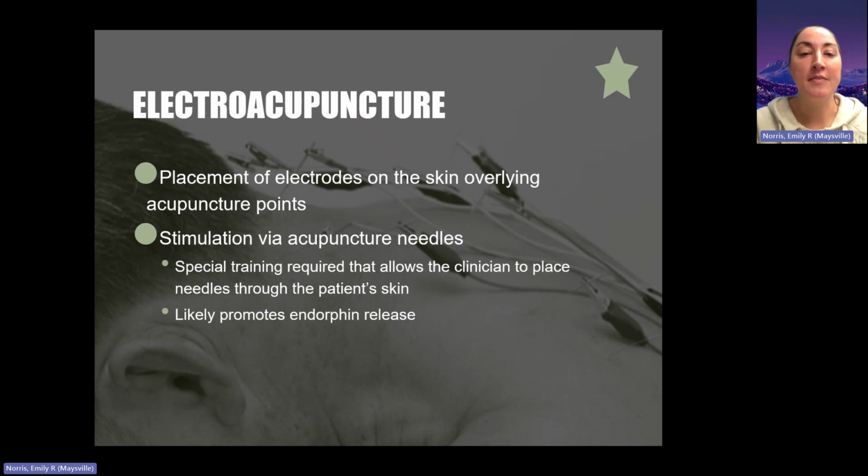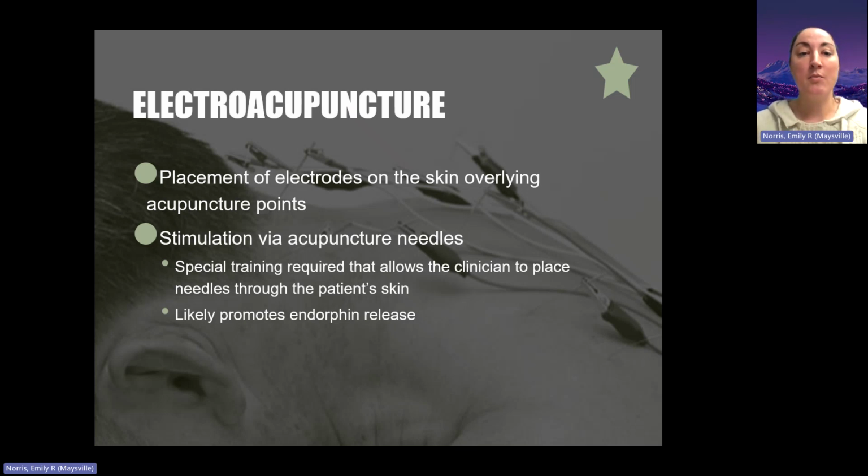Electroacupuncture, this is where they place electrodes on the skin over acupuncture points. So you can actually place needles in the acupuncture points and then connect the needles to electrodes and do electrical stimulation through those needles. It requires special training in order to be allowed to even place those needles.